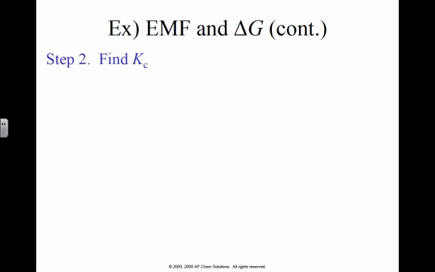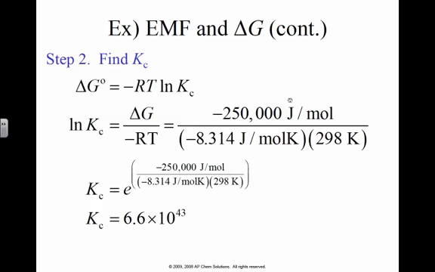To solve for K, since there's a relationship between delta G and K, we're going to use this equation again. Delta G equals negative RT natural log K. Remember, this is 8.314 joules. So you can either put both of these in joules, or you could keep this negative 250 kilojoules, and don't forget you would call this 0.008314.